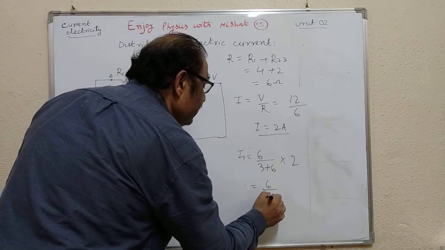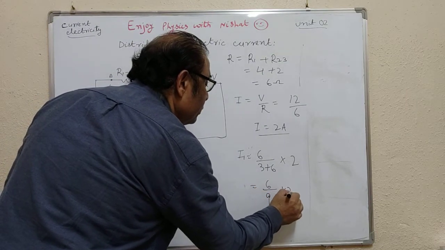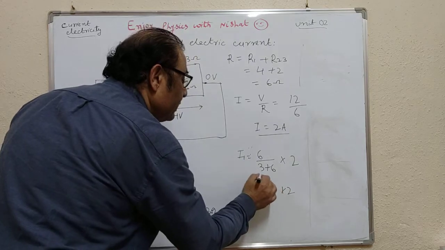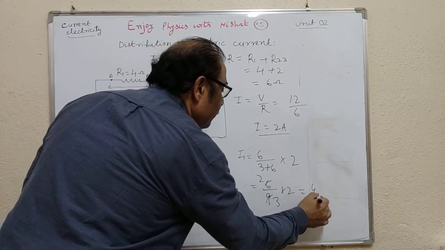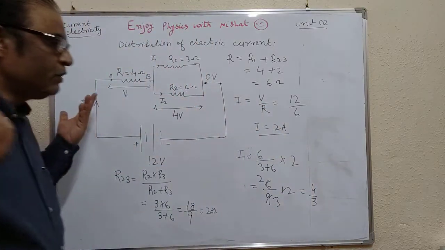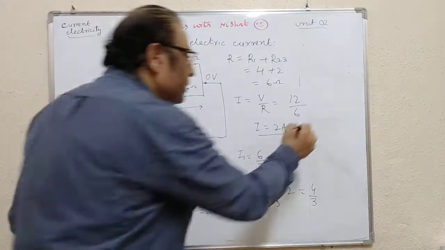6 by 9 into 2. 3 twos are 6 and 3 threes are 9. Same, I1 is equal to 4 by 3.